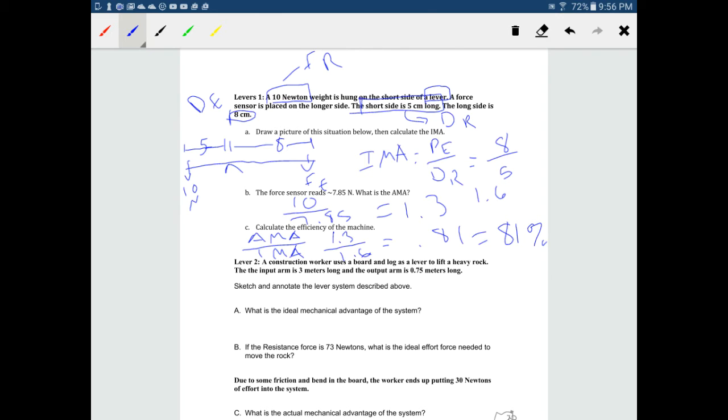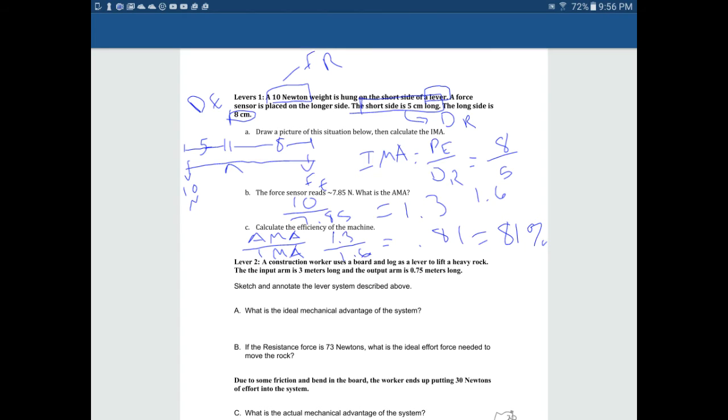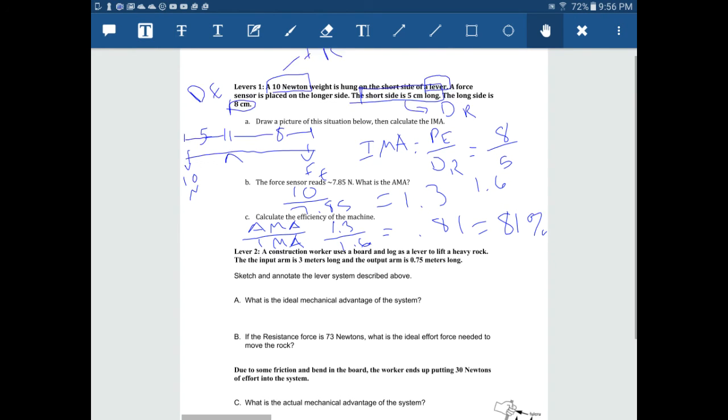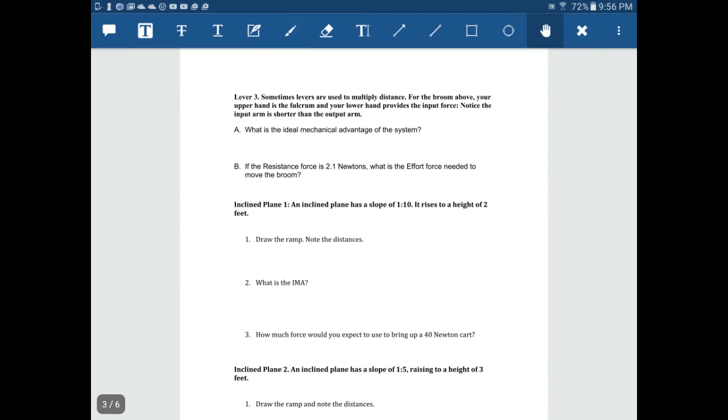Okay, so that's levers. Pay attention to this picture right here and kind of what we're doing there with the levers. Okay, so levers are relatively easy to understand. Well, they're not that easy. Anyways, we'll move on.